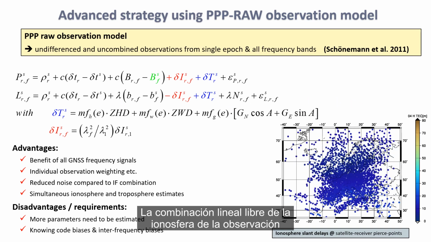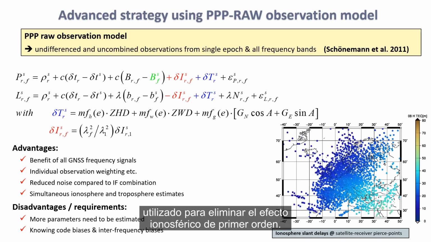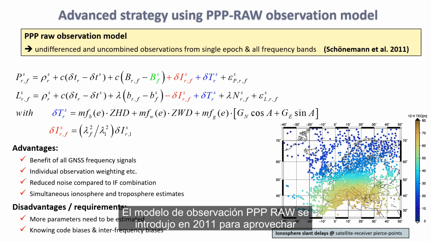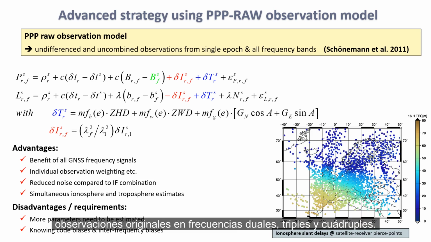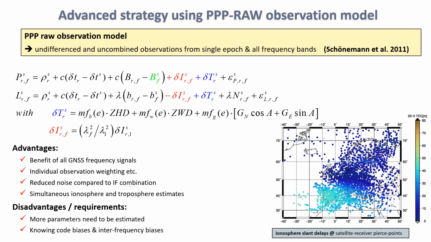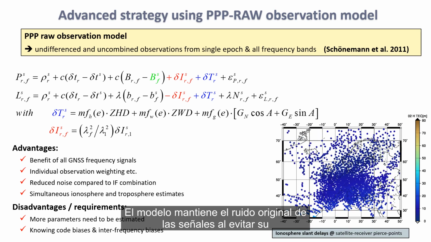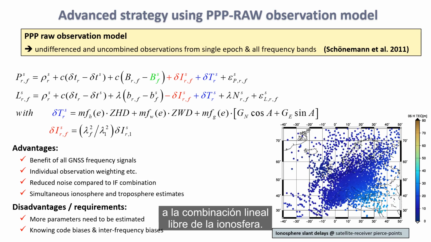The ionosphere-free linear combination of original observations is traditionally used for eliminating the first-order ionosphere effect. The PPP raw observation model was introduced in 2011 for exploiting original observations at dual, triple, and quadruple frequencies. The model keeps the original noise of signals, avoiding its amplification due to the ionosphere-free linear combination.